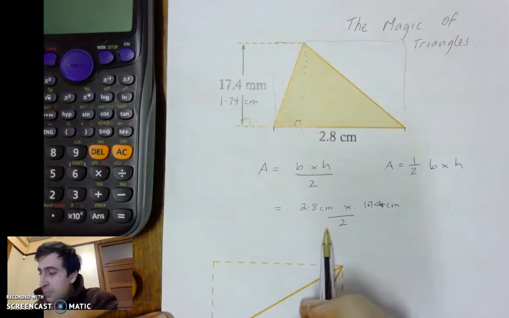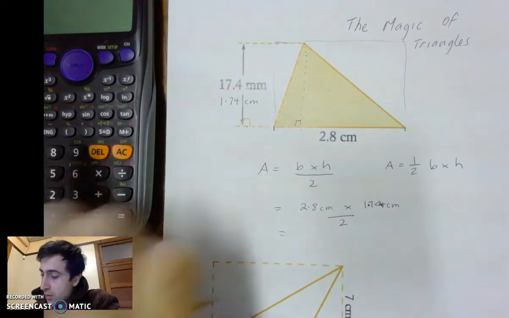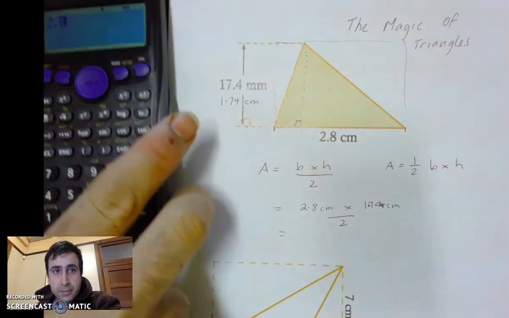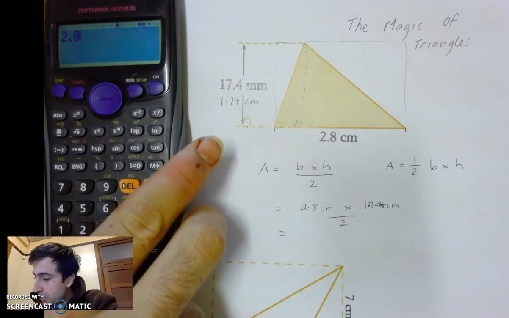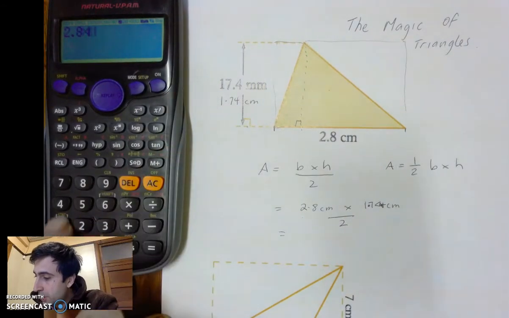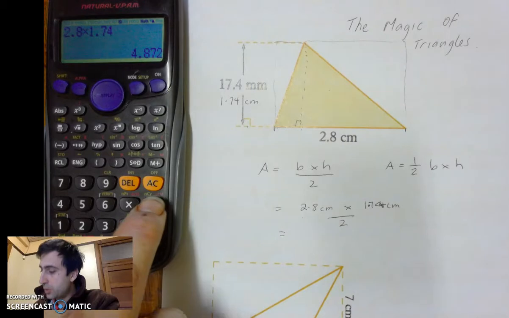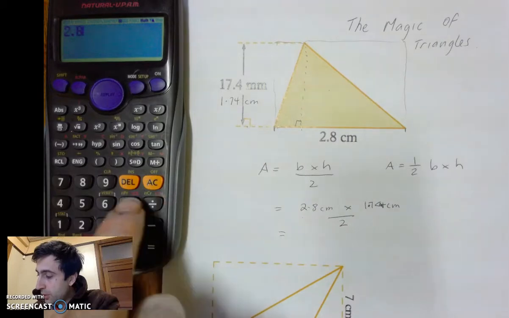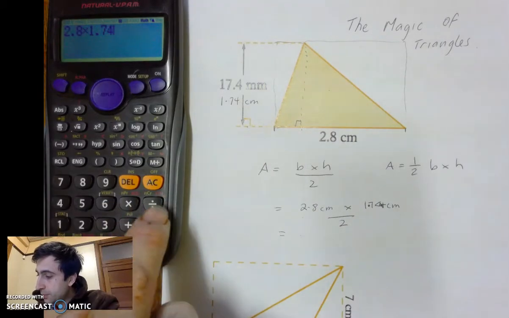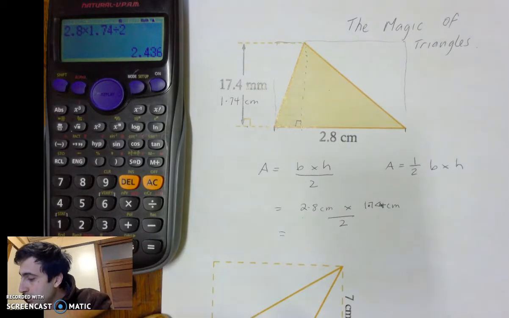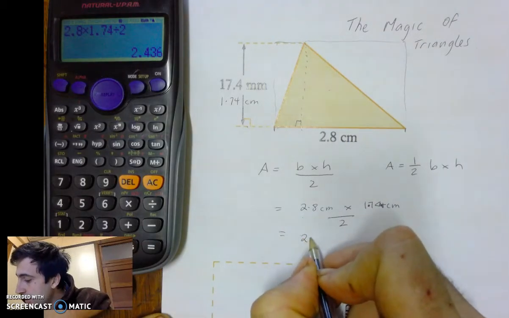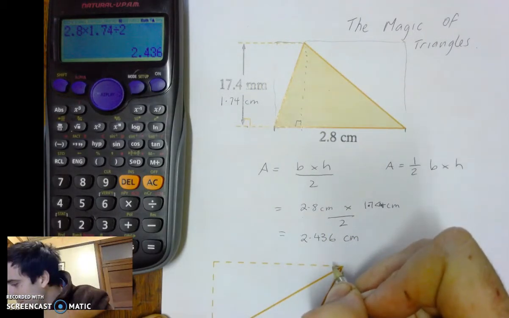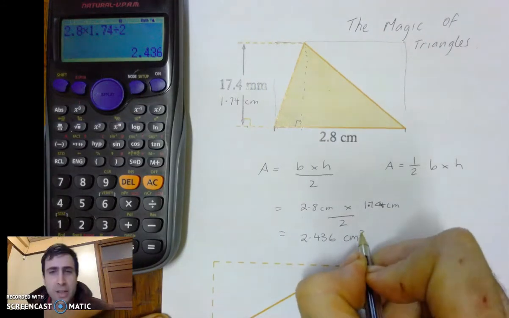So now, let's punch it straight into our calculator. 2.8 times 1.74 equals, divide by 2, oops, let's try that again. 2.8 times 1.74 divided by 2 equals 2.436 centimetres squared. All right. So let's just summarise what we did there.